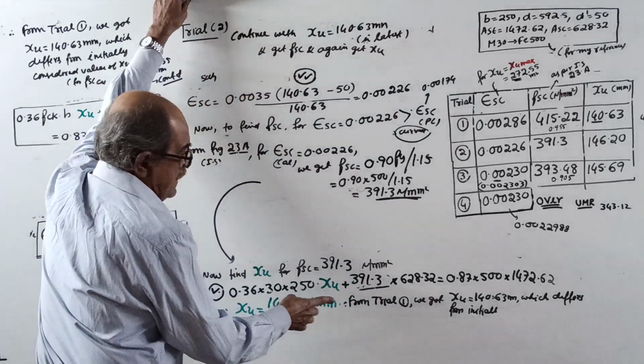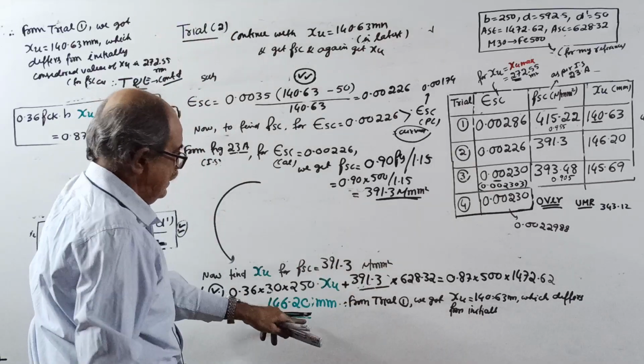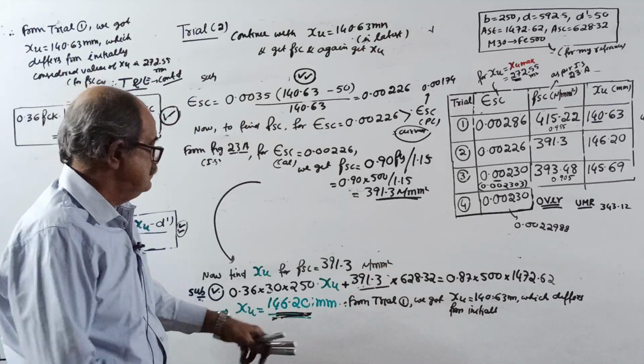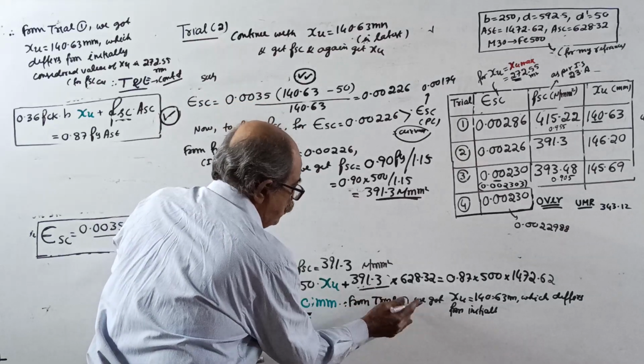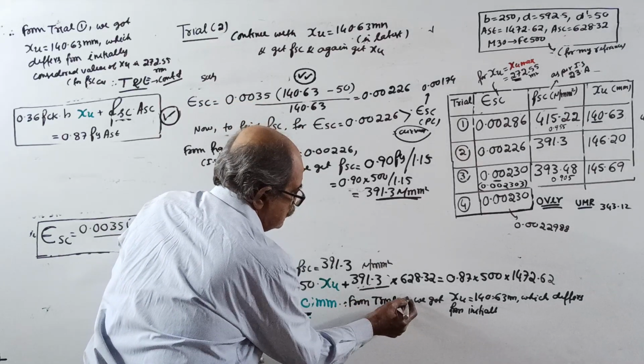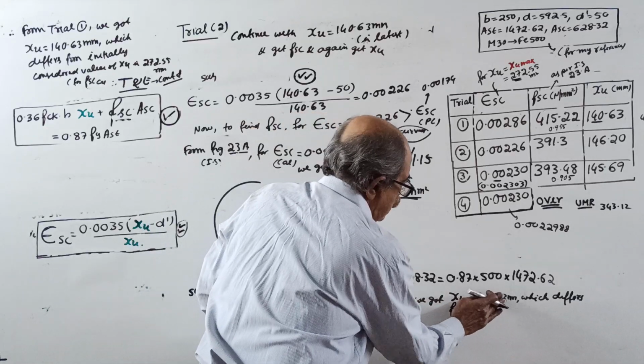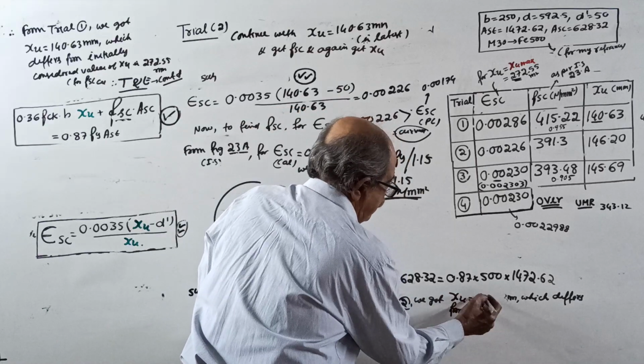Okay, valid. It is less than xu max. Write a note here: less than xu max, valid. From trial 2, we got xu as 146.2.